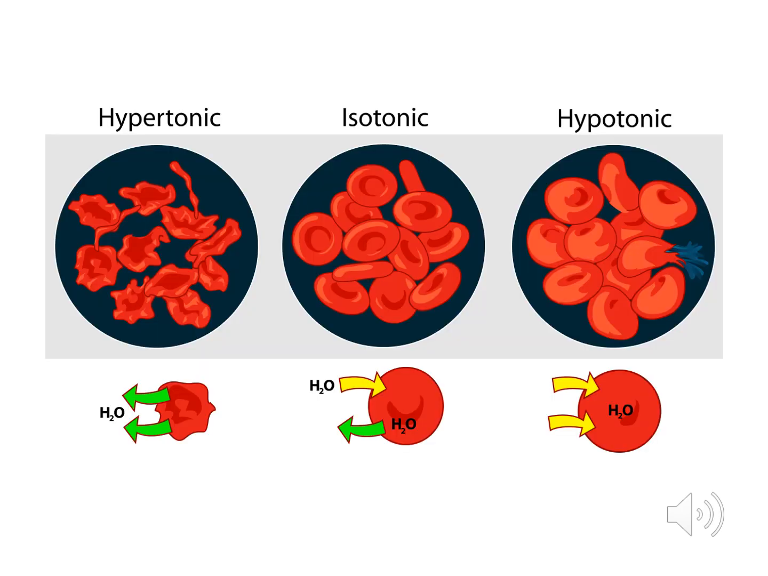So if you look at this slide, you can see what the effect is going to be on the cell if it's surrounded by interstitial fluid that is either hypertonic or hypotonic or isotonic as compared to the fluid that's inside the cell. If you have a cell that's surrounded by interstitial fluid that's hypertonic, or more concentrated than what's inside the cell, which way is water going to move? Right, water's going to move out of the cell. And when water moves out of the cell, what happens to the cell?